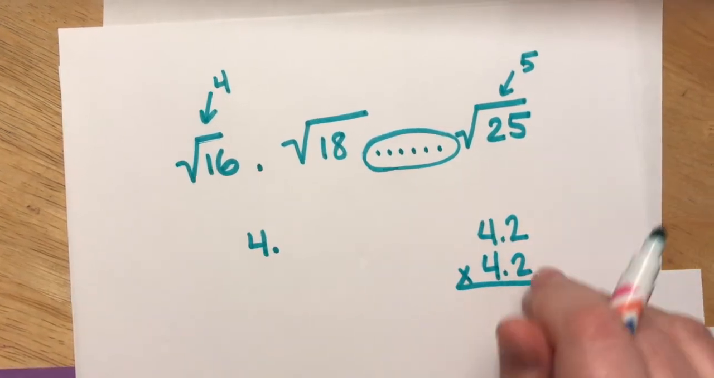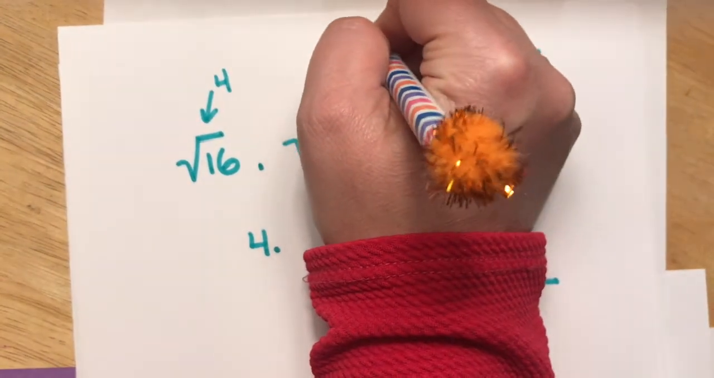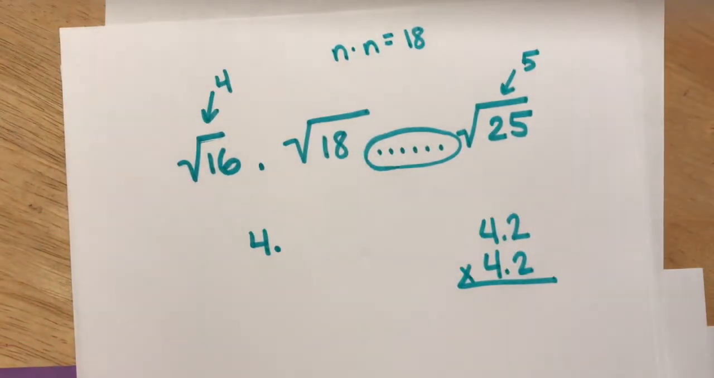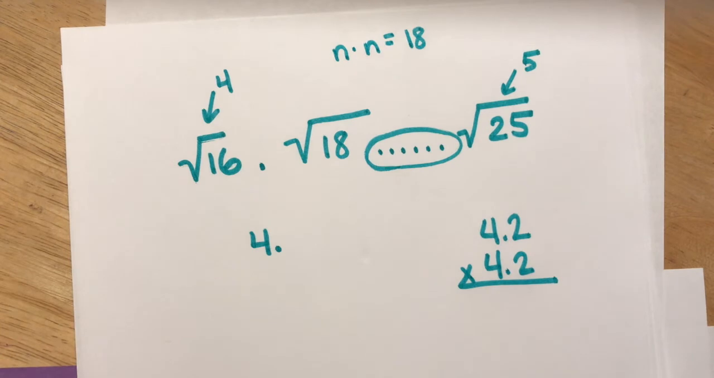The reason why I'm doubling this is because the square root means what number times what number is going to give me 18. And so that's what I'm trying to figure out. I'm trying to figure out these two numbers that are multiplied together. And of course, it's a decimal number, but I can only estimate it because it's not a perfect square like other numbers are.